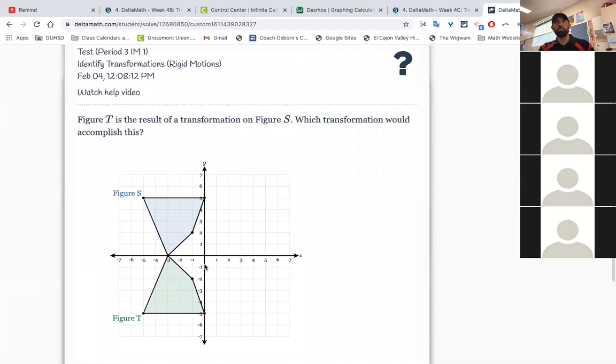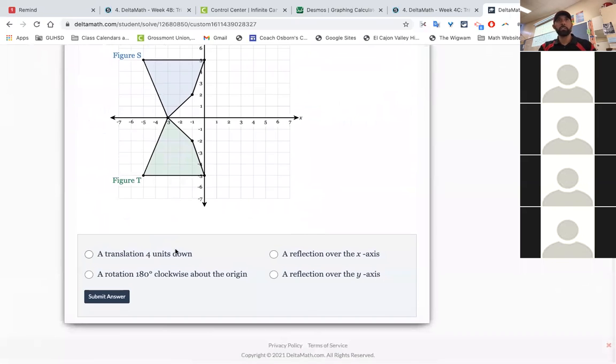Okay, here's another example. Same thing. You can see it goes from S down to T. So another flip right over the x-axis, or a reflection over x.